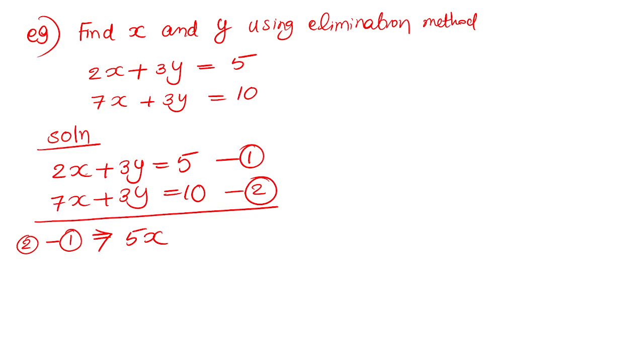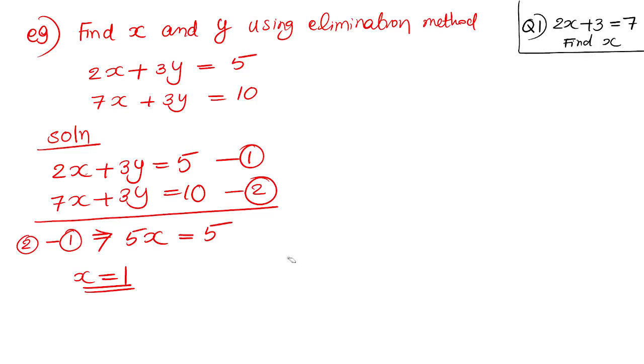This is the elimination method: one of the variables is eliminated. 3y cancels. On the right side, 10 minus 5 will be 5. So what happens? 5x equal to 5, this 5 goes to the other side. X equal to 5 by 5, which is 1. X will be 1. Okay, clear? Now I want y also.